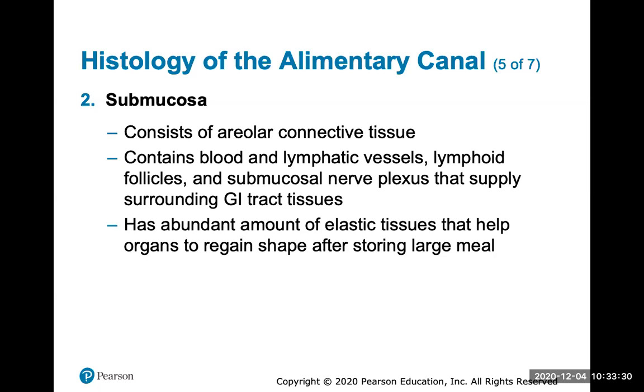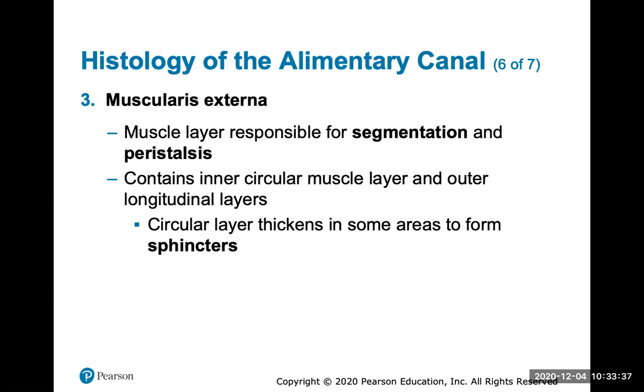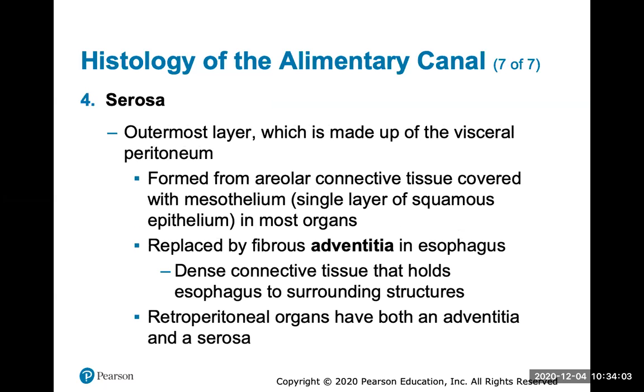So here's the submucosa layer. It consists of areolar connective tissue. It'll contain all the blood and lymphatic vessels that supply the surrounding GI tract tissues. The muscularis externa layer is responsible for segmentation and peristalsis, so moving or mixing the food along. And it contains these two smooth muscle layers. The circular layer of the muscularis externa will thicken in some areas to form sphincters. And if you remember from anatomy, these sphincters will open and close to allow the food particles to pass through as they're going on to the next spot in the GI tract.